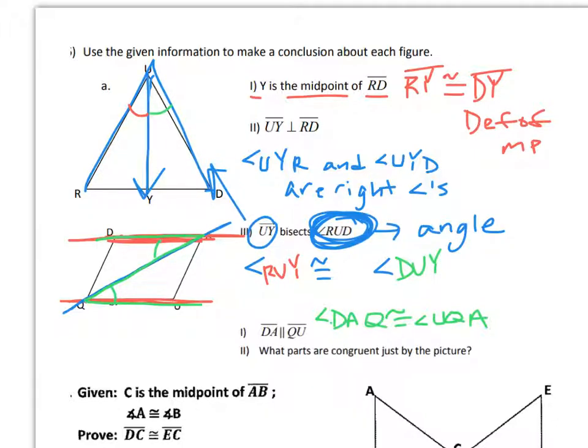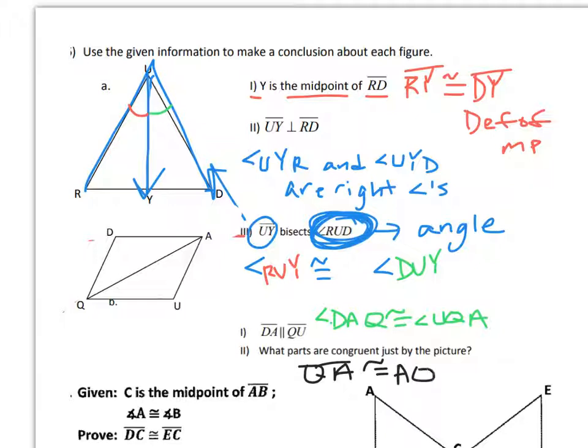Cool. What parts are congruent just by the picture? That's saying if I just looked at that picture, what could I have said was congruent? That's going to be that QA is congruent to itself. QA is congruent to, technically it's going to be AQ, but it's congruent to itself.